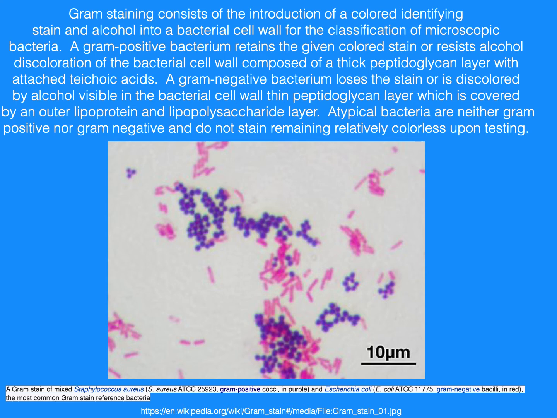A gram-negative bacterium loses the stain or is discolored by alcohol, visible in the bacterial cell wall thin peptidoglycan layer, which is covered by an outer lipoprotein and lipopolysaccharide layer. Atypical bacteria are neither gram-positive nor gram-negative and do not stain, remaining relatively colorless upon testing.